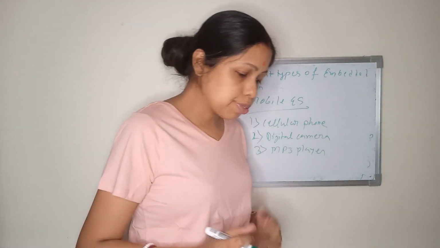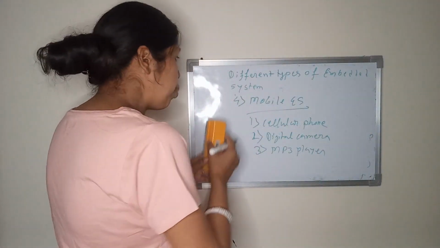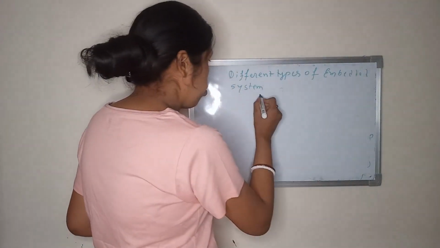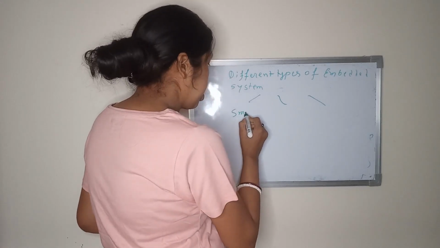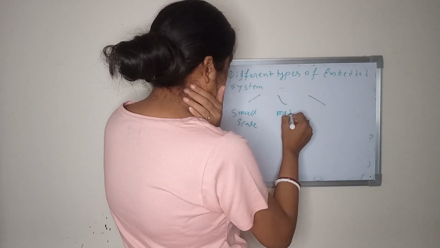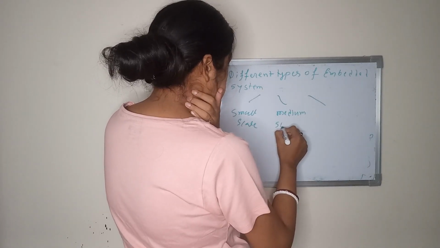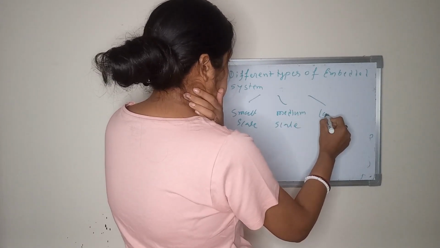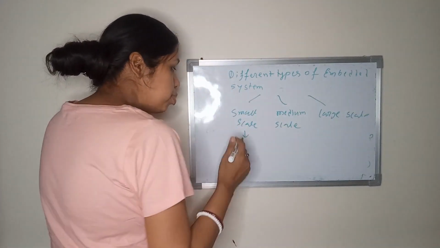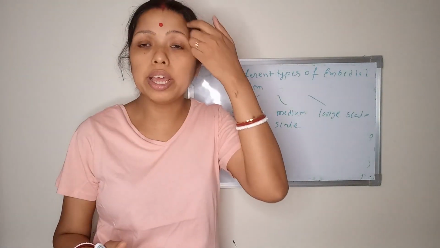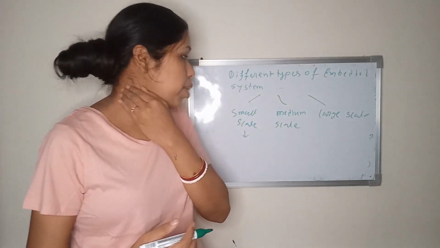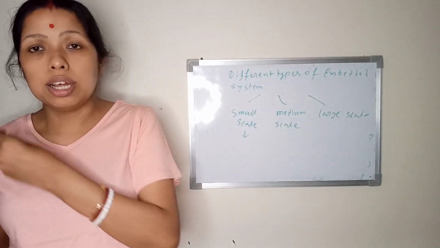Okay. Next, apart from these four types, you can divide the embedded system in three different ways: small scale, medium scale, and large scale. So in this case, that means there is a small level of embedded system, a medium level of embedded system, and a large scale embedded system.